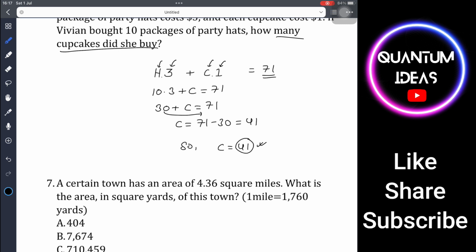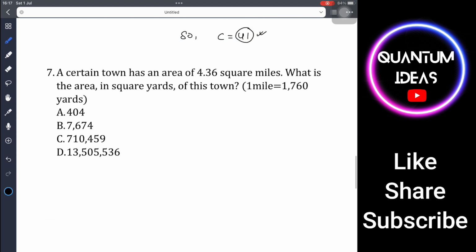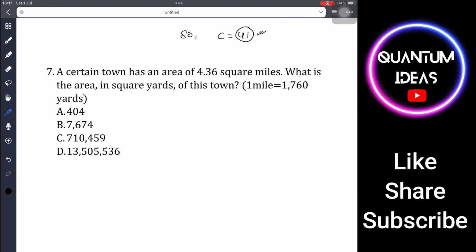So let's move to our second last question. Number 7: a certain town has an area of 4.36 square miles. What is the area in square yards of this town? So we are given the town area is equal to 4.36 square miles, that is miles squared. Now we have to convert this area into square yards.